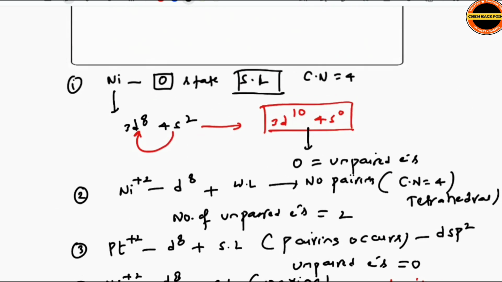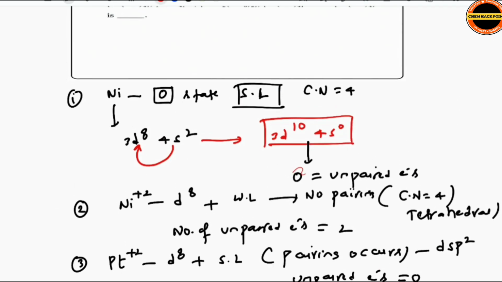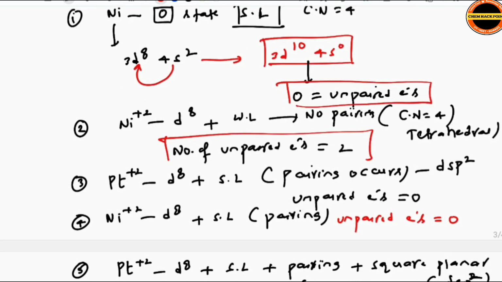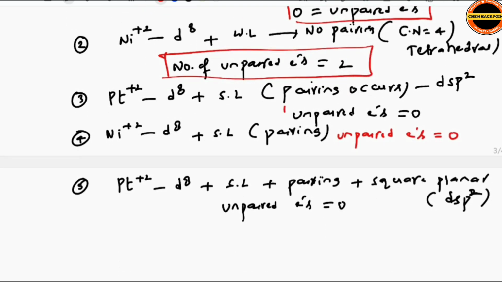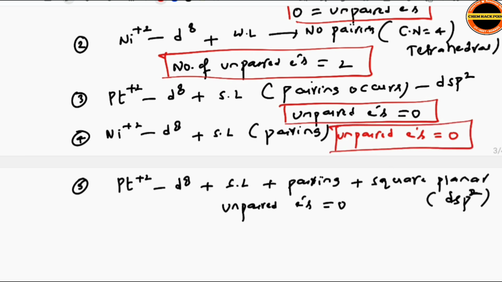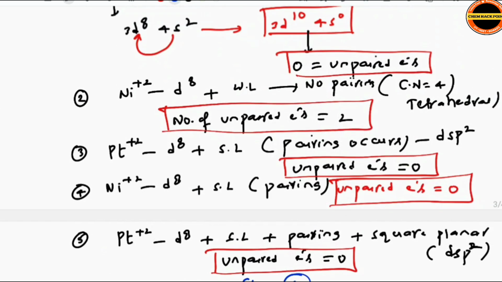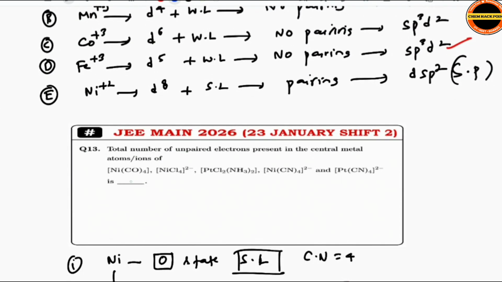See once how I wrote the combination. First of all, here unpaired electrons 2. Above it is 0, unpaired electrons here 2. Unpaired electrons for this one 0, for the one below it is 0, here also 0. So total unpaired electrons is equal to 2. So here the answer is 2.